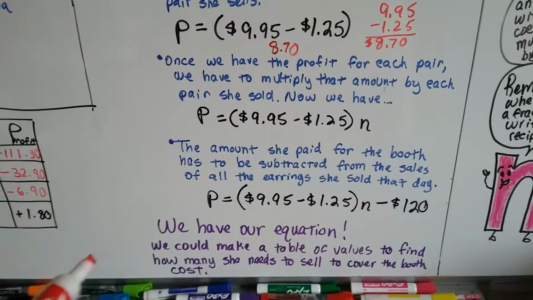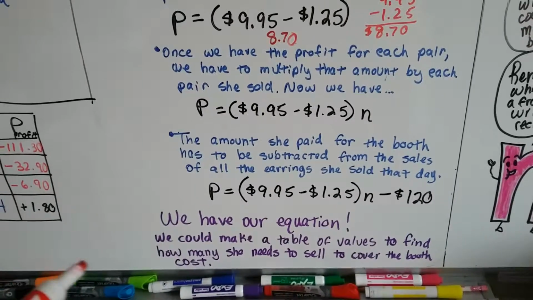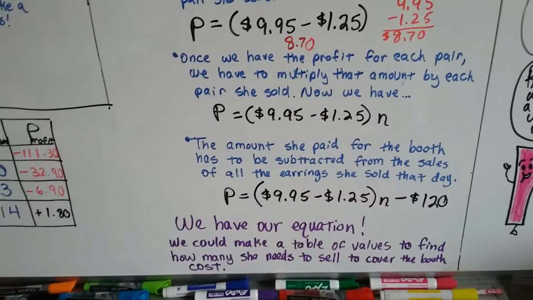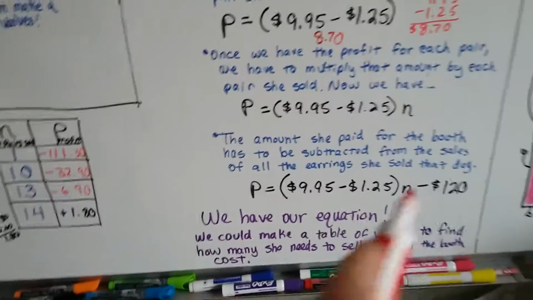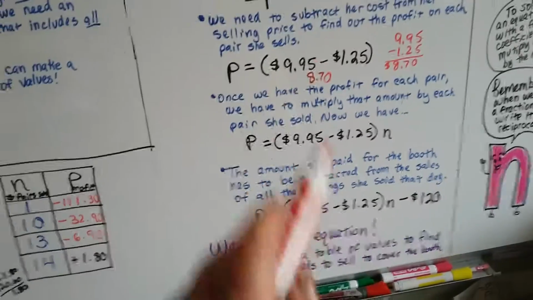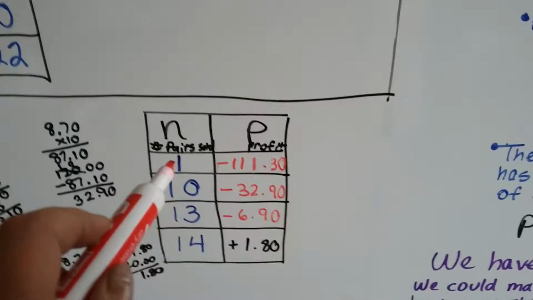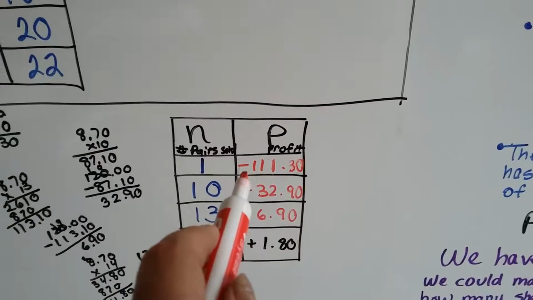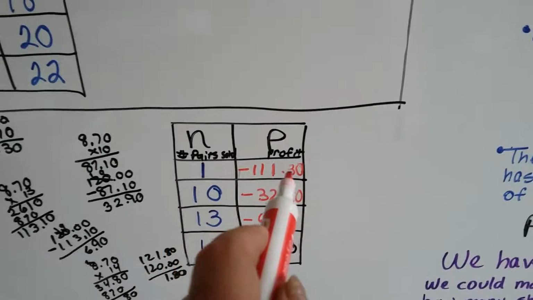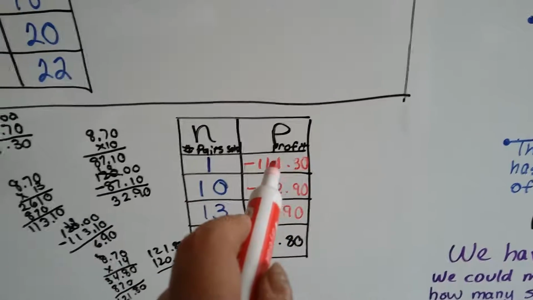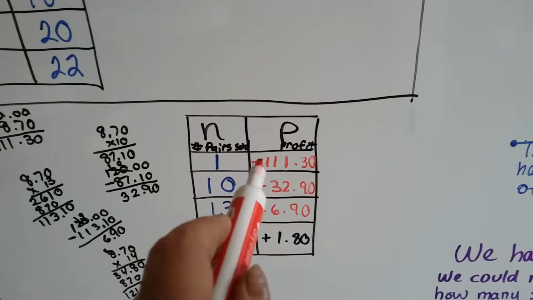See? So we have our equation, and we can make a table of values to find how many pairs of earrings she needs to sell to cover the cost of the booth. All right, so that's a big amount that she has to cover at $8.70 for each pair of earrings. If she sells one pair of earrings, she's still going to be in the negative $111.30 for paying for the booth, because that's only $8.70. That's not going to cover the cost of the booth, the $120.